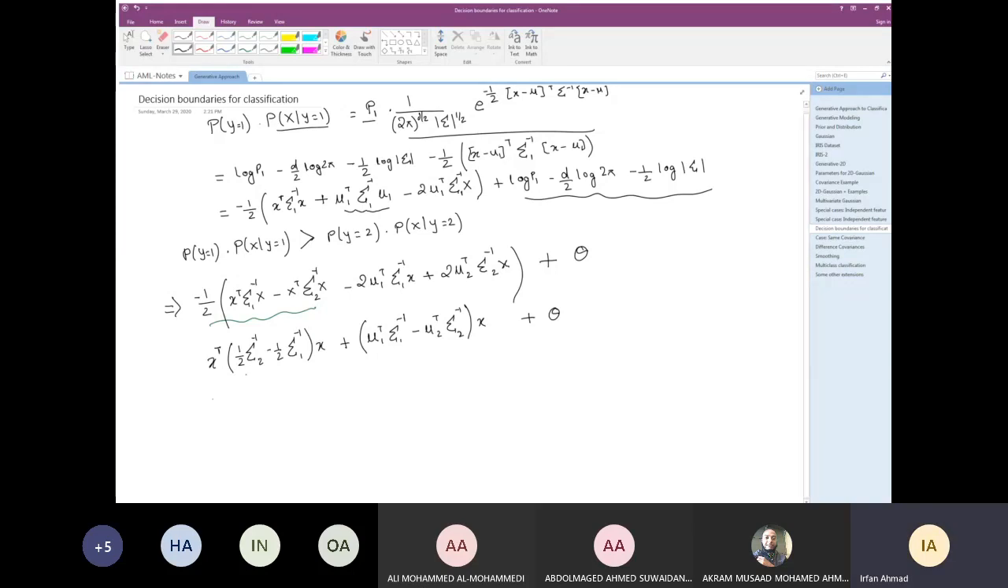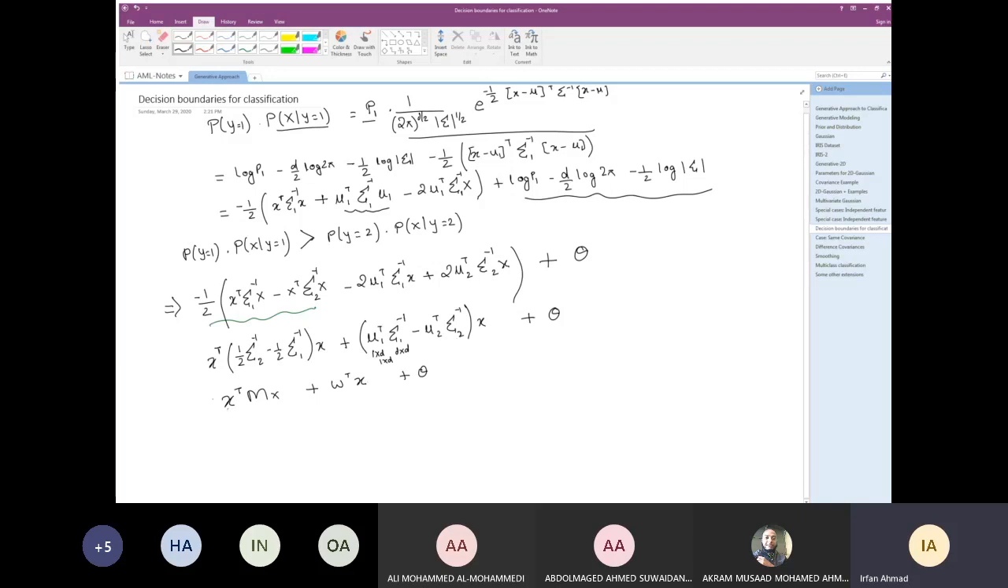Okay. Now this one, what we can write in general form is x transpose Mx plus w transpose x, plus theta. Because M is a d by d square matrix, and this is mu1 times sigma 1 inverse, what do you get? You get 1 into d, and this is d times d, so you end up with 1 into d. So it's a vector.